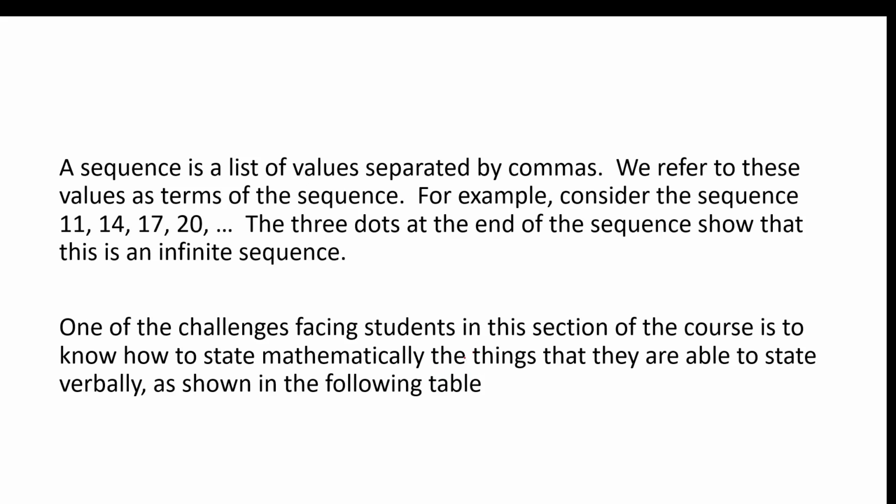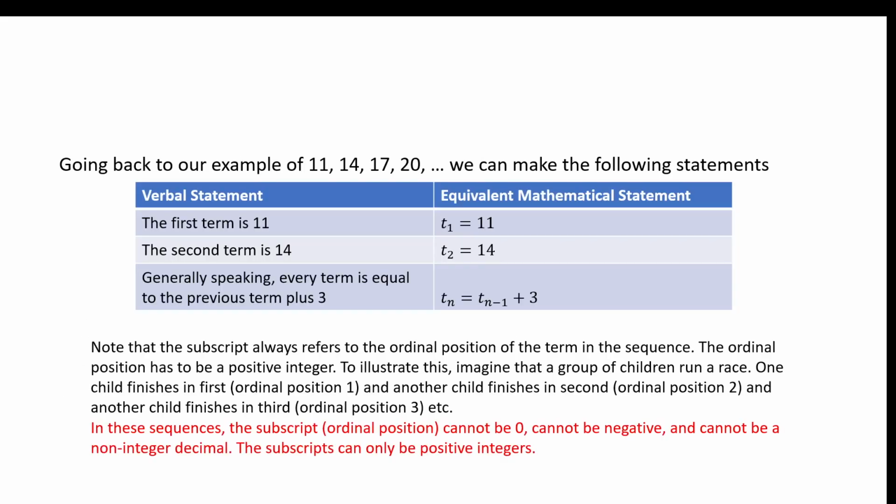One of the challenges facing students in this section of the course is to know how to state mathematically the things that they're able to state verbally, as shown in the following table. Going back to our example of 11, 14, 17, 20, we can make the following statements. The first term is 11, and we write that T1 equals 11. The second term is 14, and we write that T2 equals 14. And then generally speaking, every term is equal to the previous term plus 3. The way we write that is to say t subscript n equals t subscript n minus 1 plus 3.